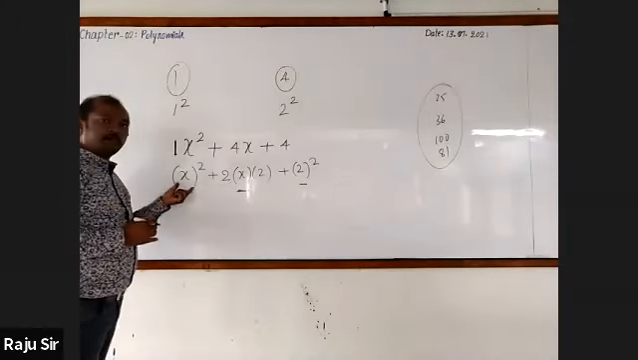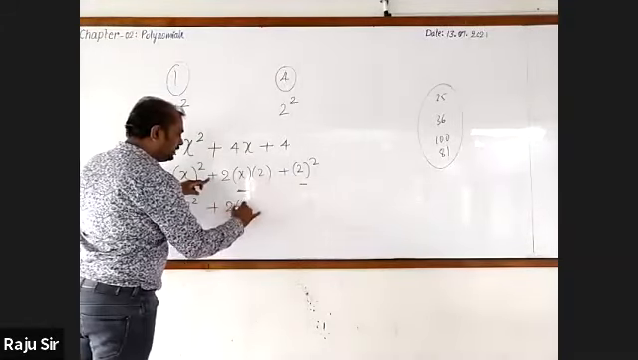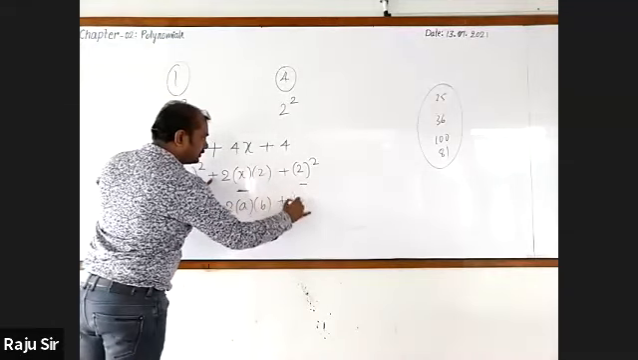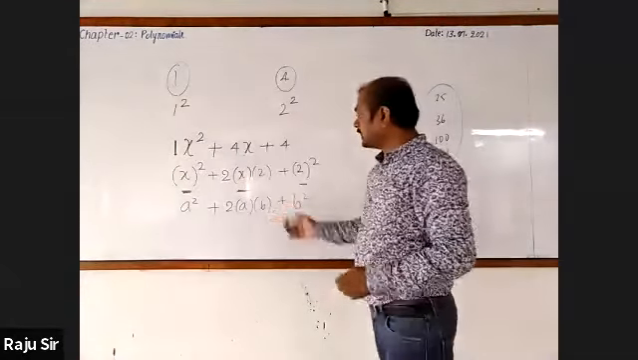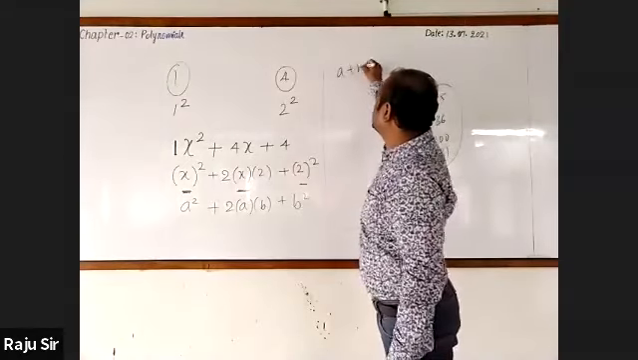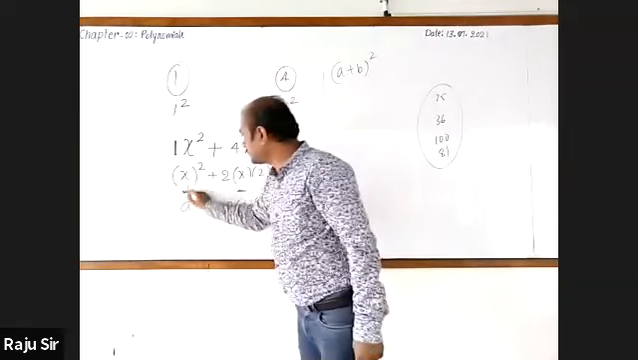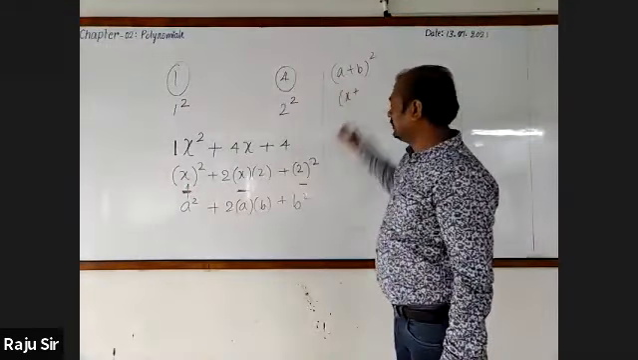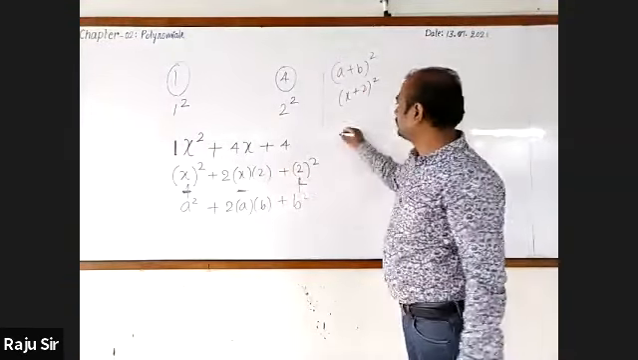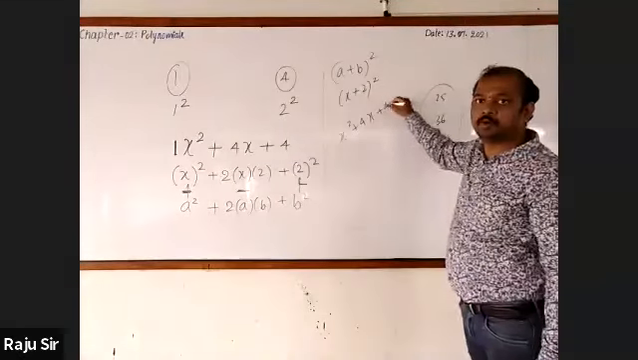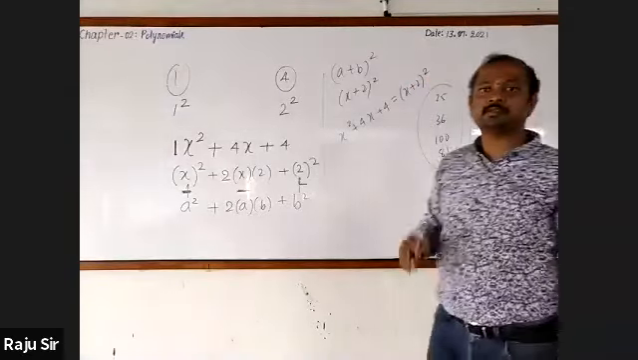A plus B whole square. Sir, explain again, sir. A square plus 2AB plus B square. A plus B whole square. Clear? Yes, sir. x plus 2 whole square. B is 2, so x plus 2 whole square. So we can write x square plus 4x plus 4. Its factorization is x plus 2 into x plus 2, x plus 2 whole square.